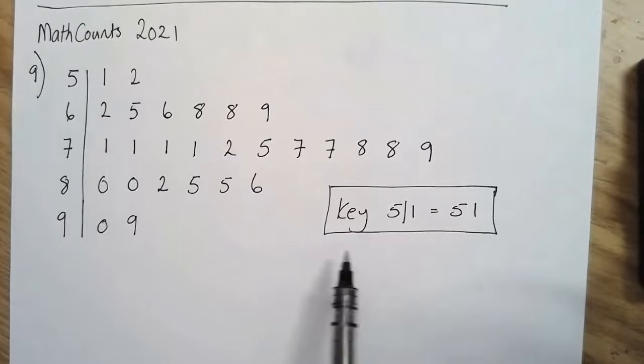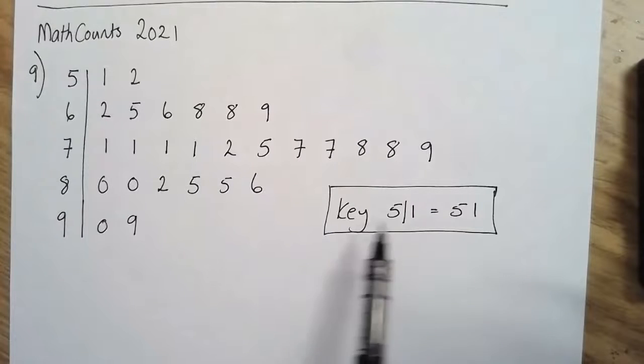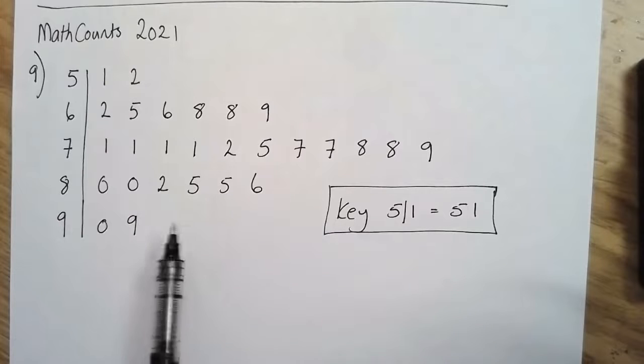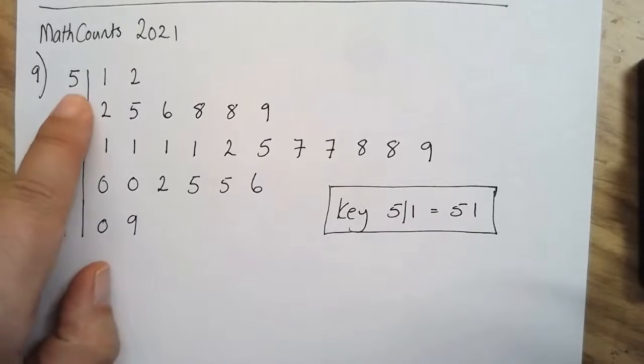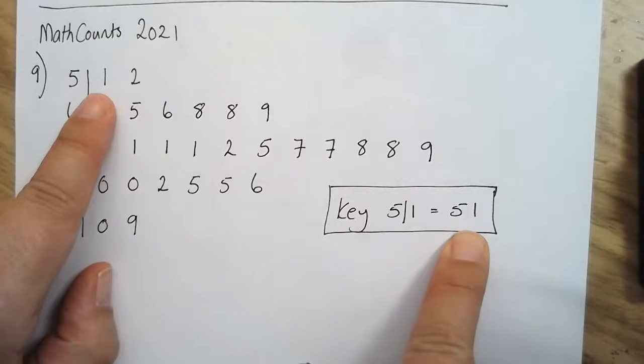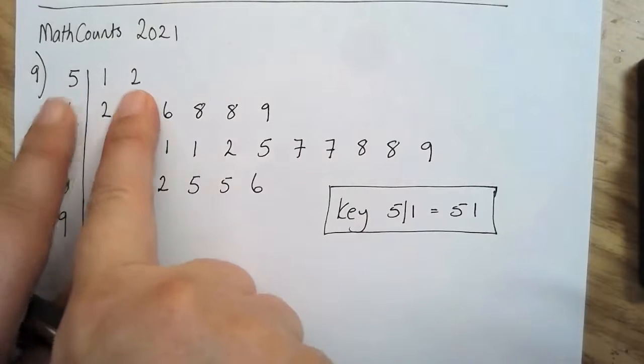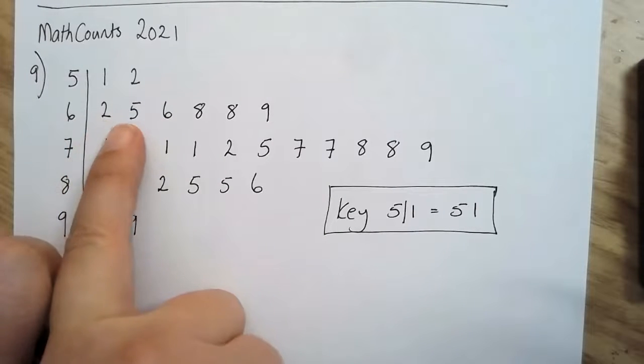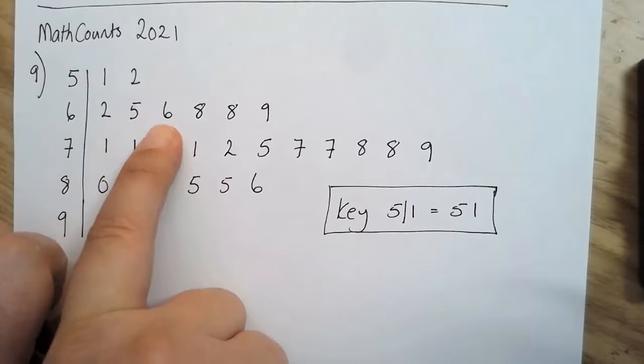Now, the question doesn't actually give us a key, but it's really important to have a key with a stem and leaf, because how do you know what each of the numbers mean? This 5 here and this 1 means 51. So this is like having one piece of data that's 51. This one here is like having 52. This one here is 62, 65, 66.